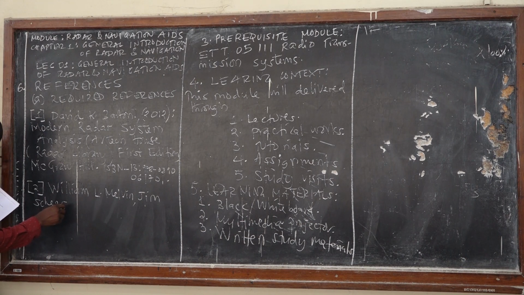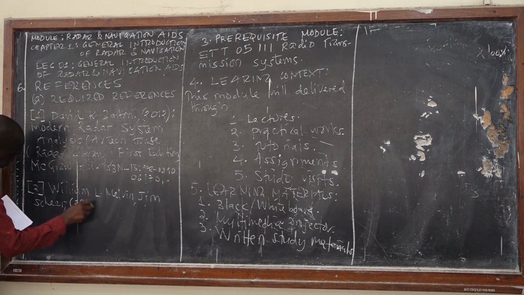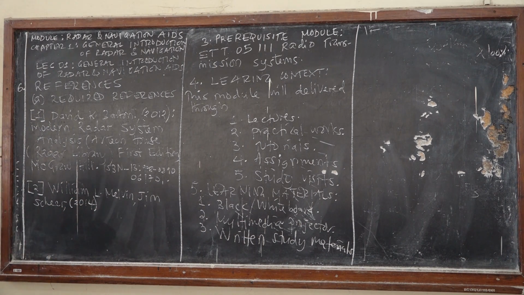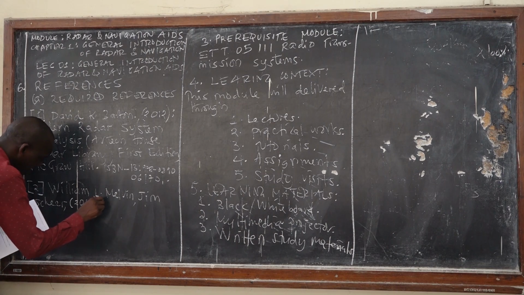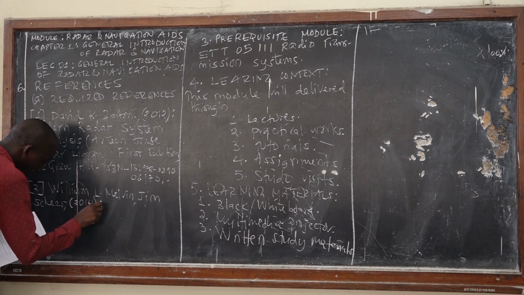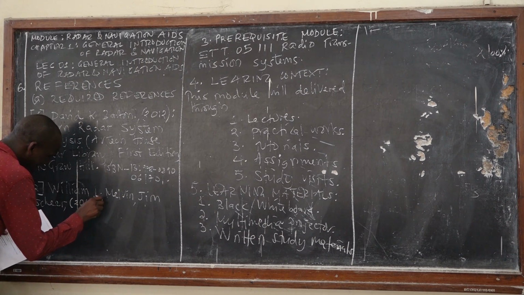Then the year of publication is 2014. Ask your neighbor, where were you in 2014? Form 4? So what happened? Now you're in NTA level 5. Ten years ago you were in Form 4.